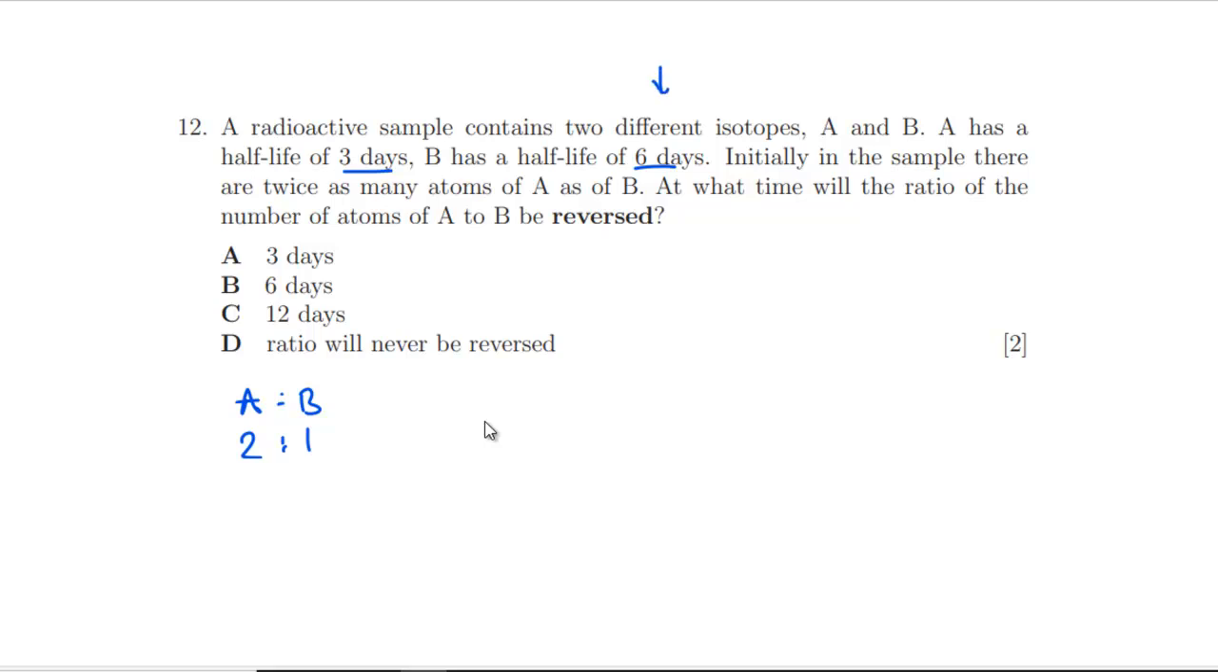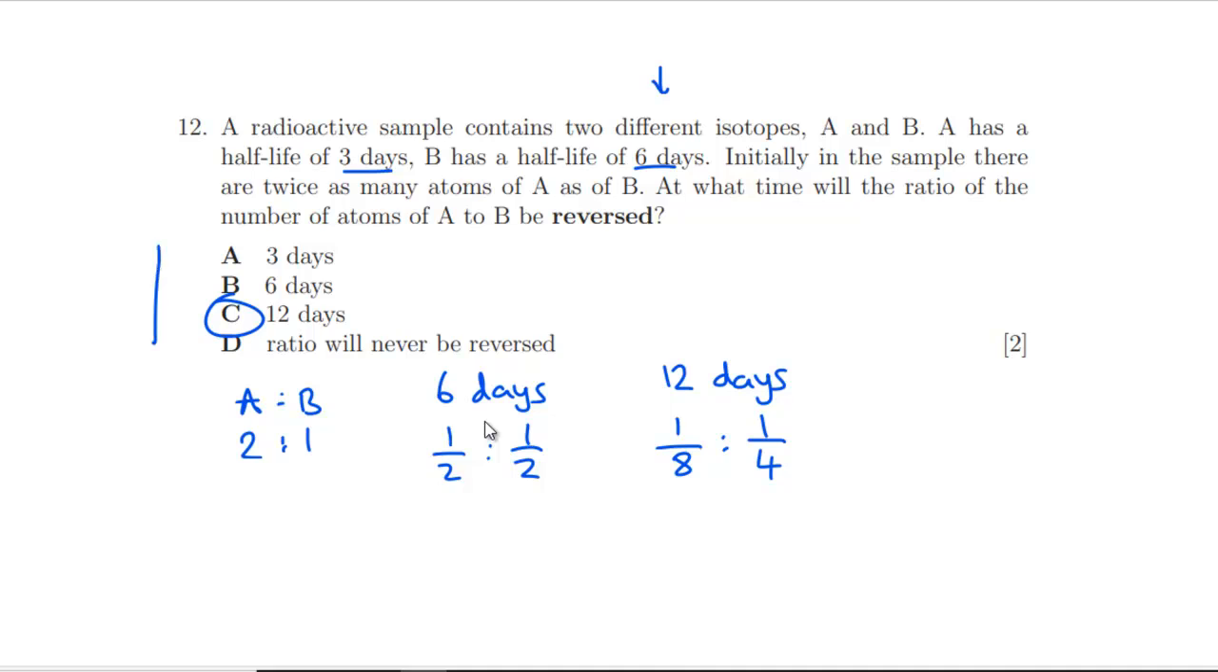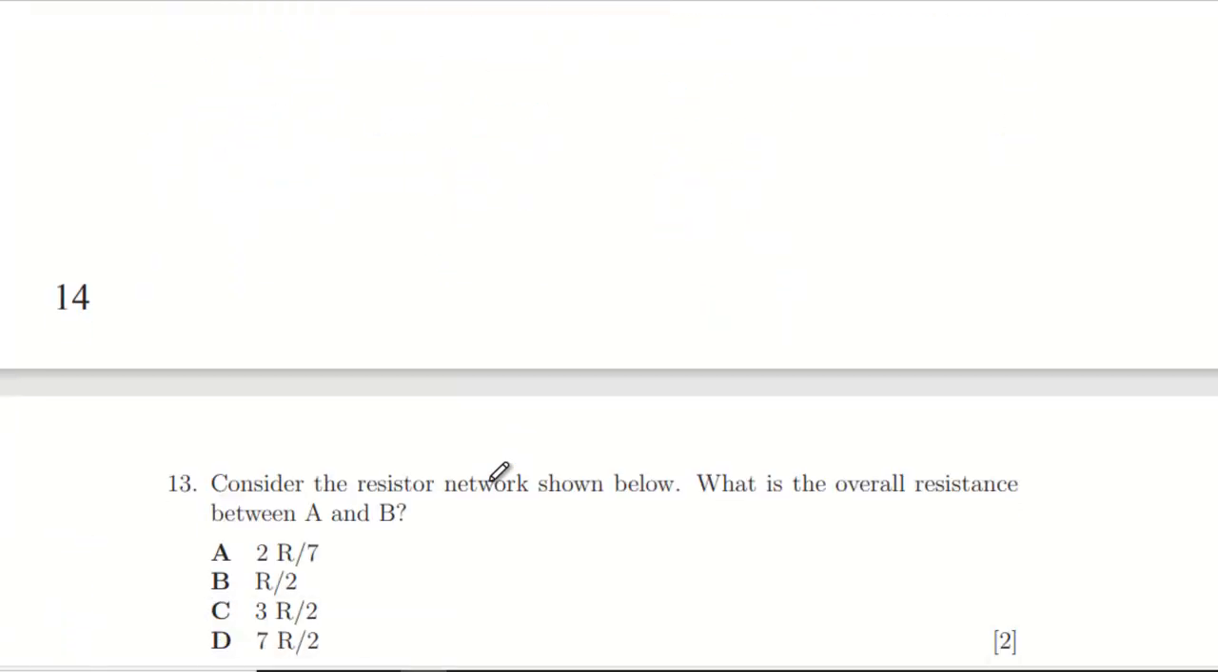So after 6 days, our A would have halved twice, so it would go down to 1 and a half. B would have halved once. So we're going to need another 6 days, aren't we? Because after 6 more days, A would have gone down 2 more half-lives to an eighth. B would have halved to a quarter. So we need 12 days. Much quicker just going through the options than it is going through decay equations, I would say, for this one.